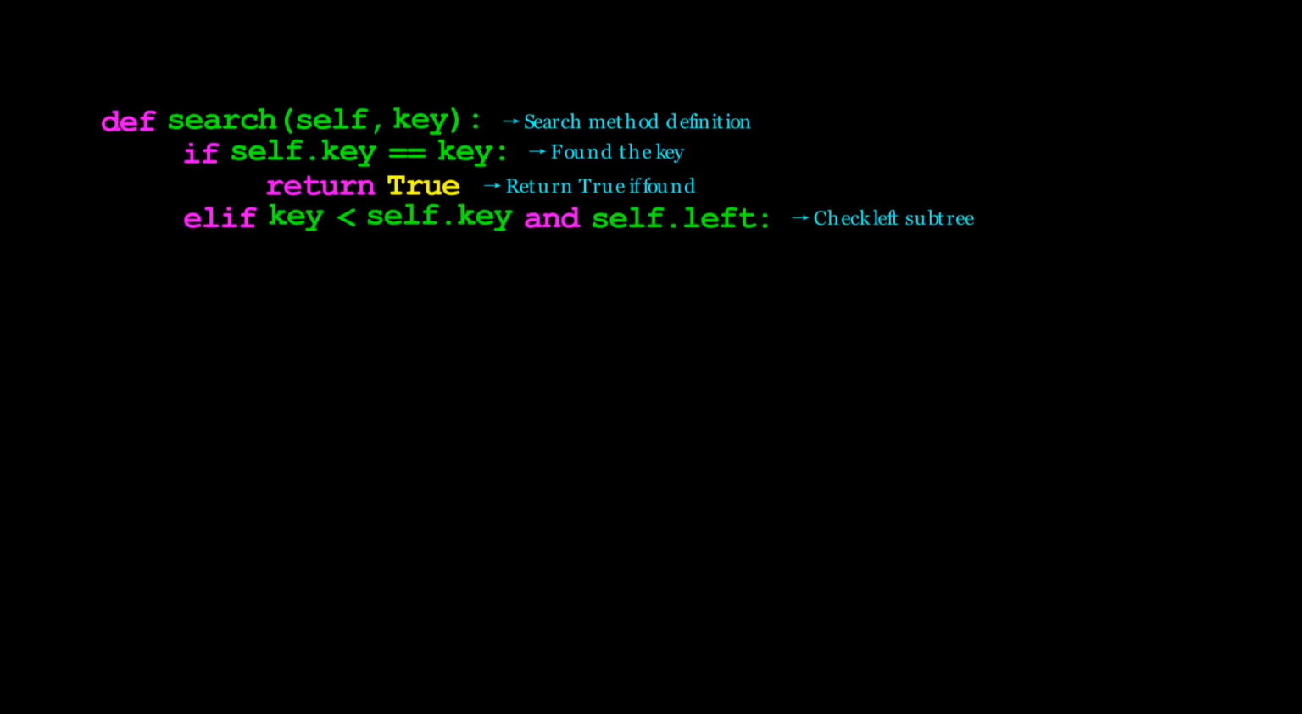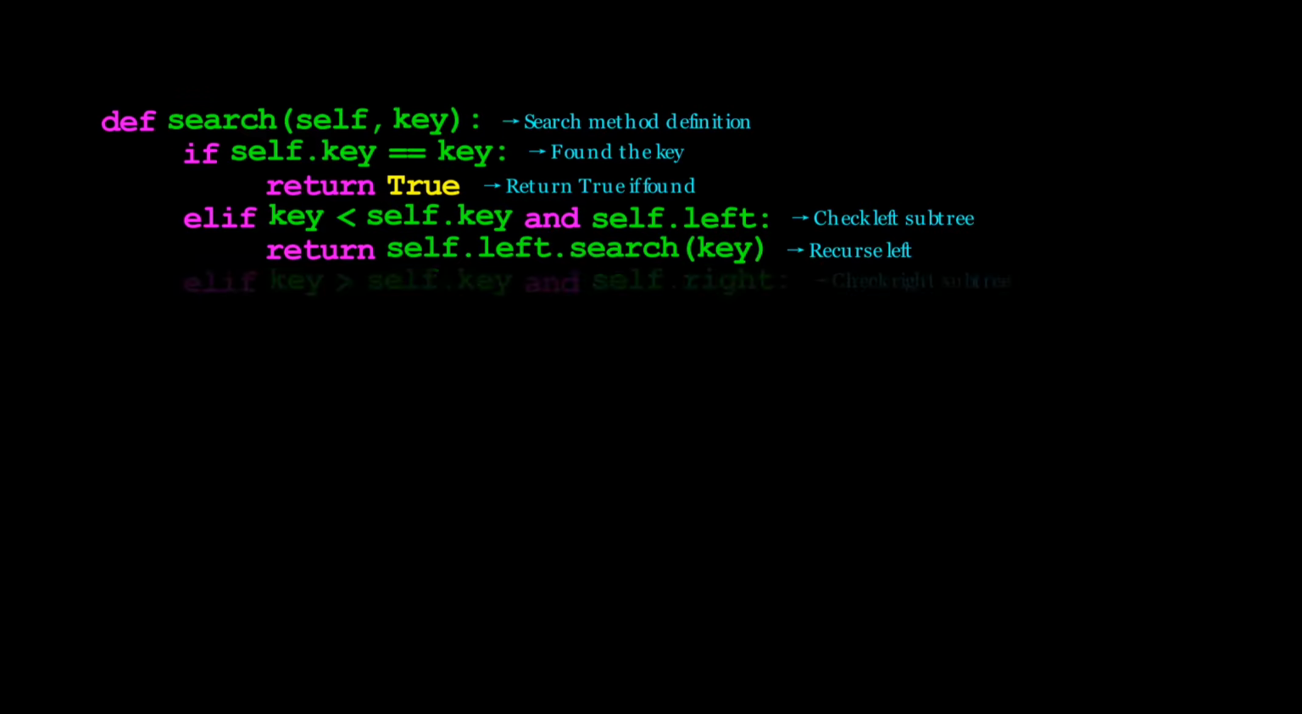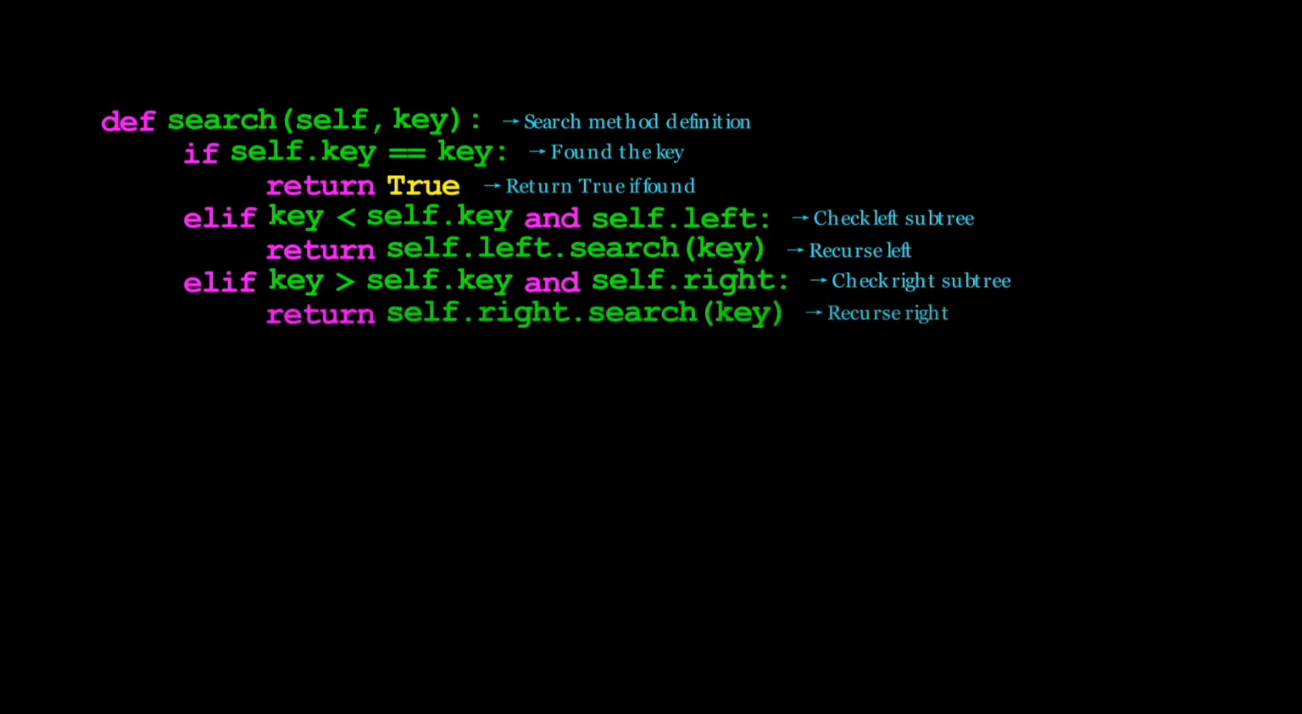If the search key is smaller than the current node's key and a left child exists, we move to the left subtree. Here the method calls itself recursively on the left child, continuing the search. Similarly, if the search key is larger and a right child exists, we move to the right subtree. Again the method calls itself recursively, this time on the right child. If we reach a point where no child exists to continue the search, the method returns false, indicating the key isn't in the tree.